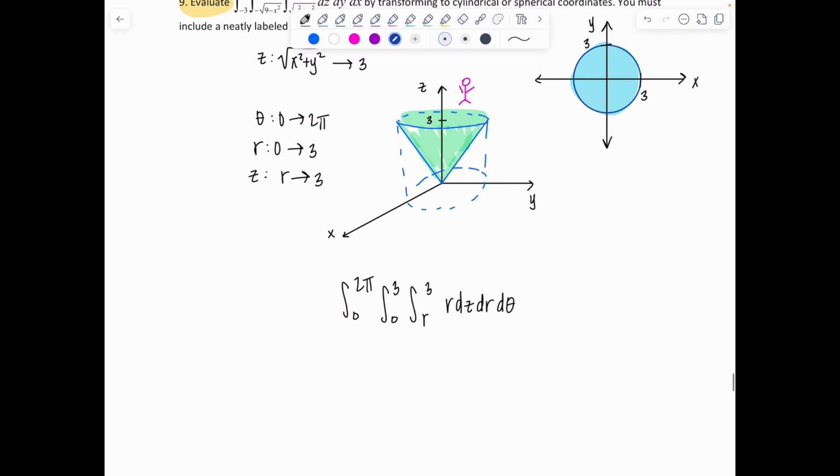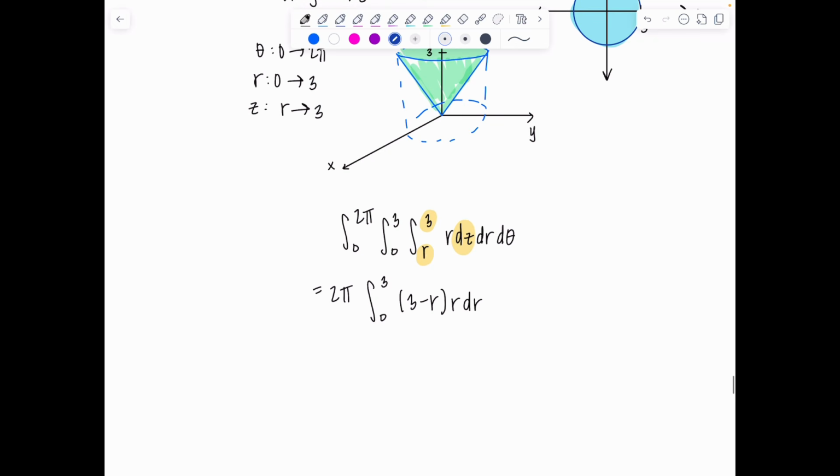We're going to slap a 2 pi on here. Then we have 0 to 3. I don't see any z's. So if I pick up a z, I'll evaluate it upper limit minus lower limit. So that's 3 minus r, r dr. Look at it. You could have done this back in kindergarten. Okay, it comes out to 9 pi. Good.